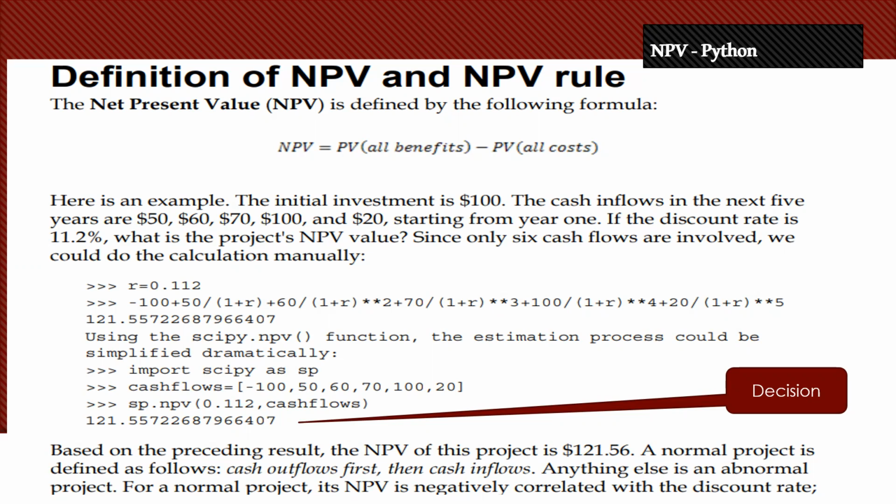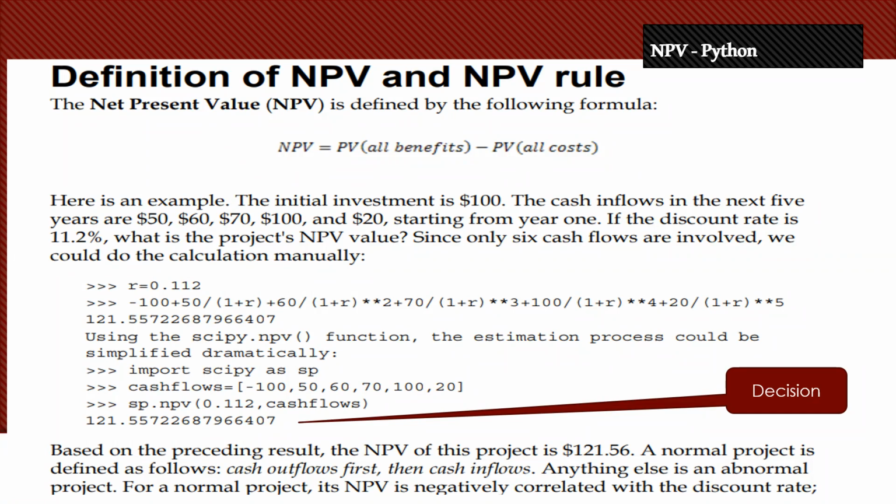So here is an example. Initial investment is 100. Cash flows for the next years are given: 50, 60, 70, 120. The current discount rate is also given. So how are we calculating in a traditional manner? First, it is given R is equal to 0.112. That is the discount rate. 11.2% is converted like that into 0.112.